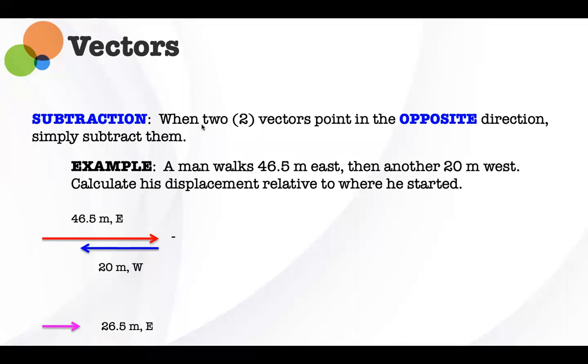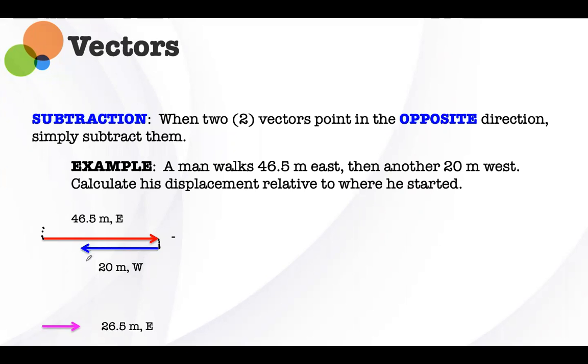Of course, you would represent this by starting at where you began. Then you would draw the vector 46.5, and then you would place the tail of the second vector at the tip of the first vector. It should be at the same distance. And then you would represent your 20 meters moving west.